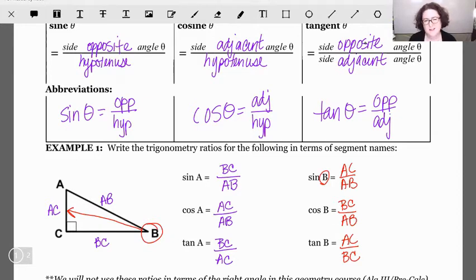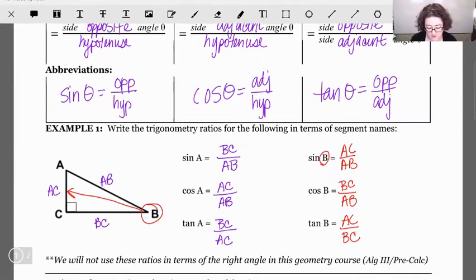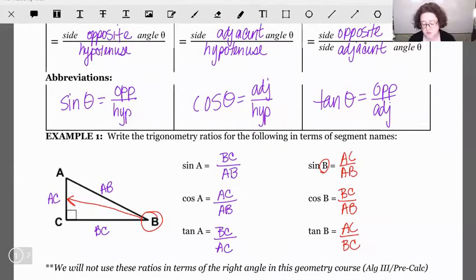Okay. Let's see what happens when we do another example on this. Of course, before we go to that next example, you'll notice there's a note on here that says we're not going to be using these ratios in terms of our right angle. So in terms of the 90-degree angle, here's the reason why. If we're trying to figure out what side is opposite, what side is adjacent, and what side is the hypotenuse, and they all have to be 3 different sides, well, if I looked at angle C, the side that's opposite that is side AB, that's the hypotenuse. But how could it be the opposite and the hypotenuse? That doesn't make any sense.